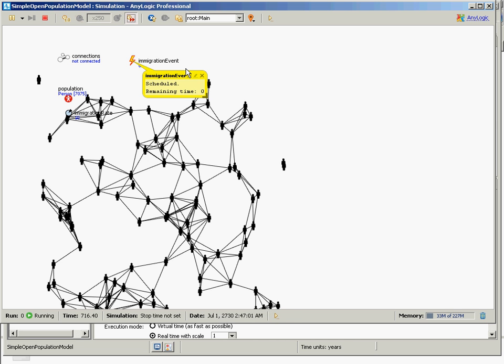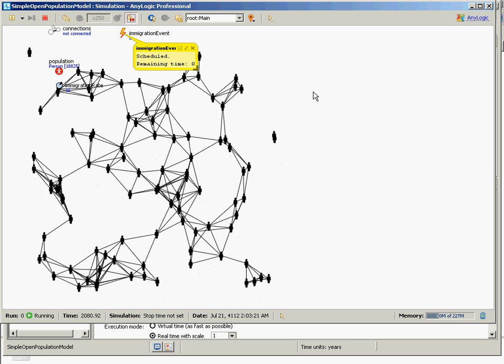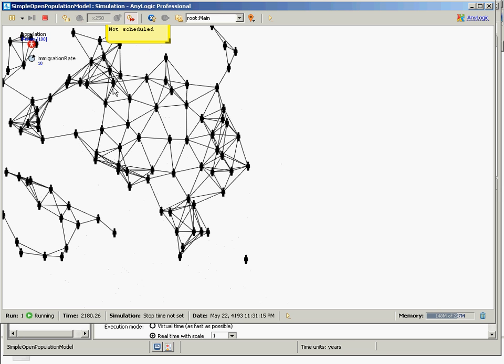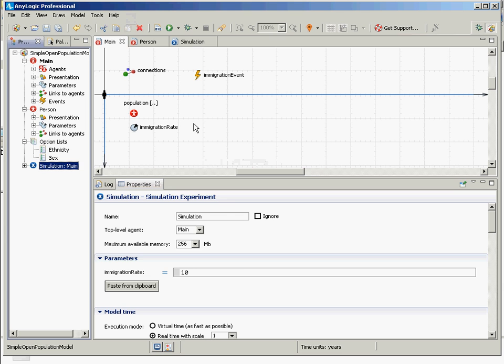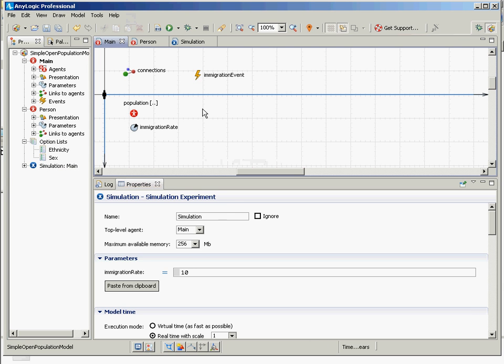So right now we actually don't see someone coming in, and maybe this person over there. Let's try that. Yes, they're appearing in the upper left of this right now. They're not actually appearing in a location clearly within the model. So that's a little bit of a difference from AnyLogic 6.